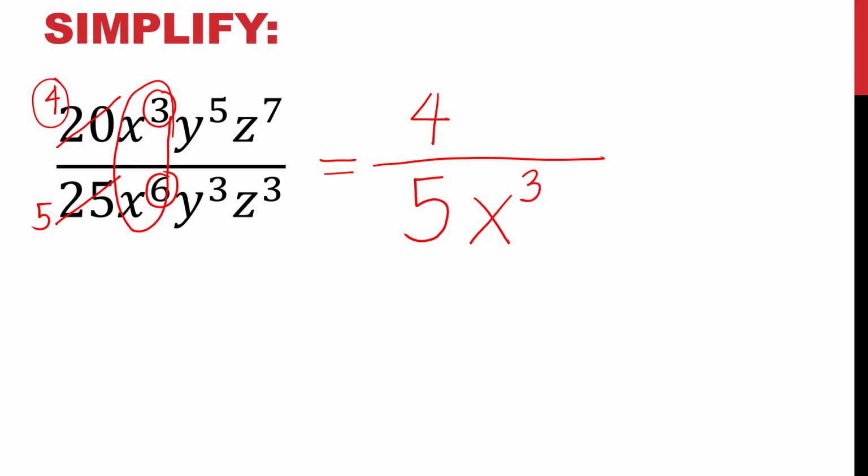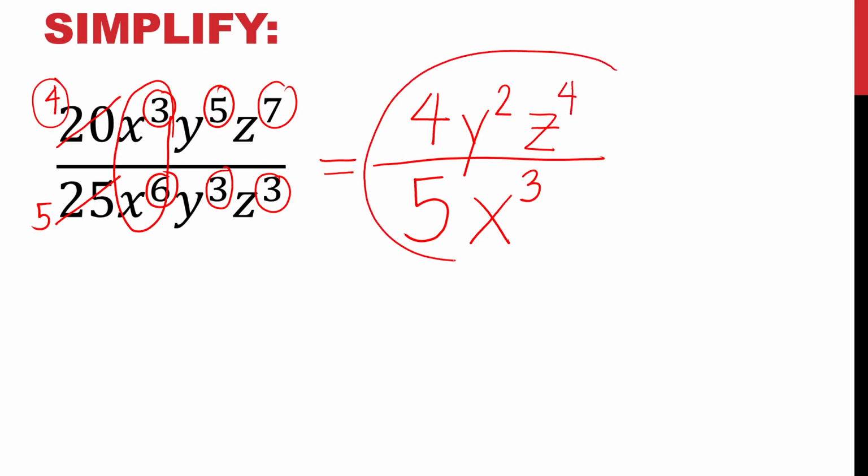What about the variable y? Where do we write y? Above, sir. In the numerator. Good. Subtract 5 and 3. 2. What about the variable z? Where do you write the variable z? Numerator, again, because the numerator has the larger exponent. And then subtract 7 and 3. 4. There you go. This is the answer for our first example with variables.